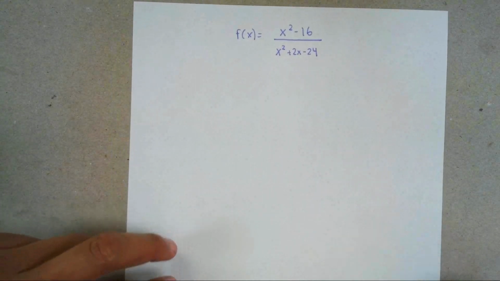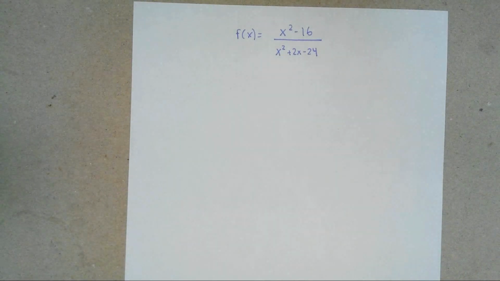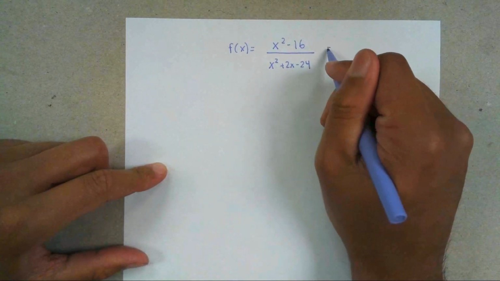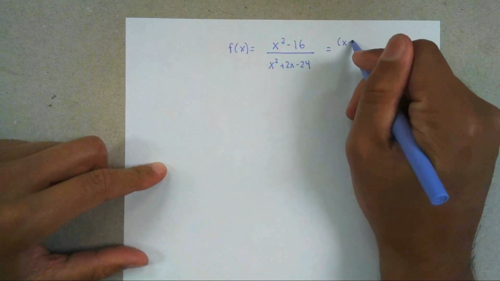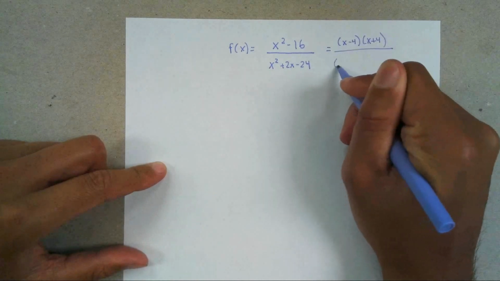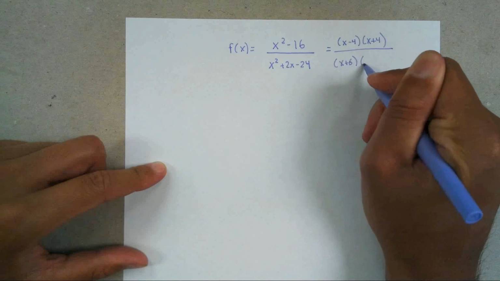X squared minus 16 over x squared plus 2x minus 24. So same exact thing you did on the other one, you got to factor it out. So I'm going to go ahead and factor this out. Difference of squares on the top, x minus 4, x plus 4. Factor out the bottom, x plus 6, x minus 4.